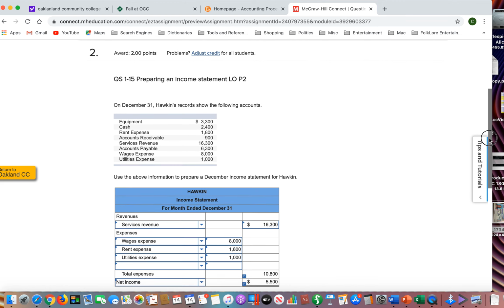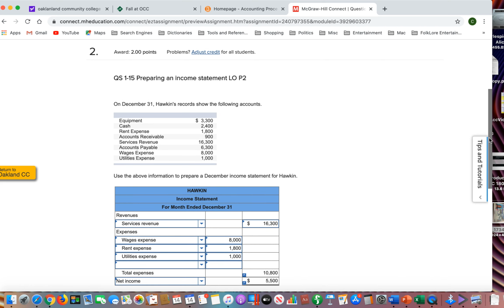This is how I want you to construct an income statement. The revenue, as you see, is 16.3. You have your wages expense, rent expense, utility expense. The word expense is a dead giveaway, and the word revenue. It doesn't always contain the word expense, but for the most part it would. Notice you set your revenue to the side, and you list the expenses, then you total the expenses and subtract them from the revenue, and you get net income.